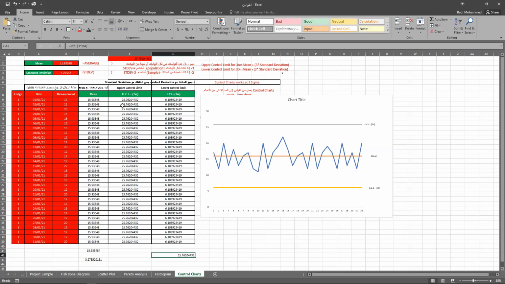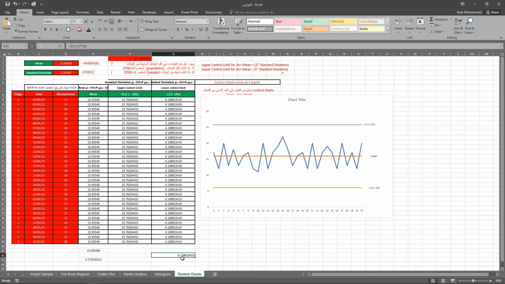So this is the number, we have it here. So this is the same number, we have it here. So this is the UCL. So what about the LCL? For the LCL, instead of plus, you will put minus. It will be minus. So we have the same number here, it's here.